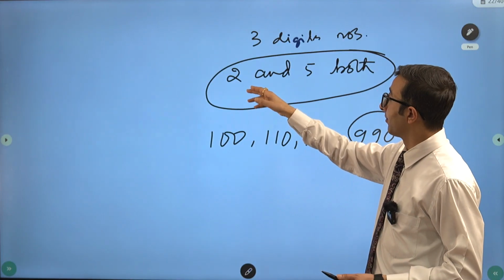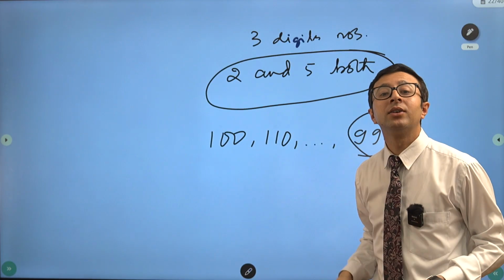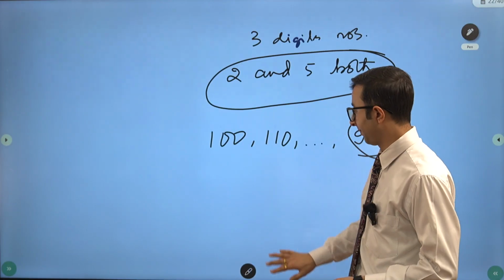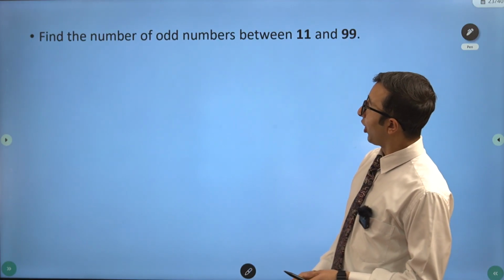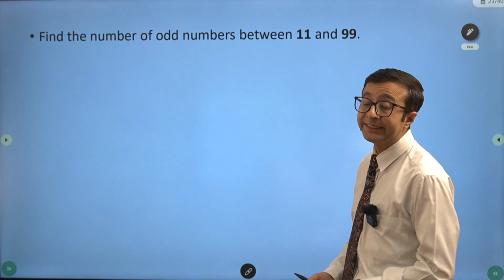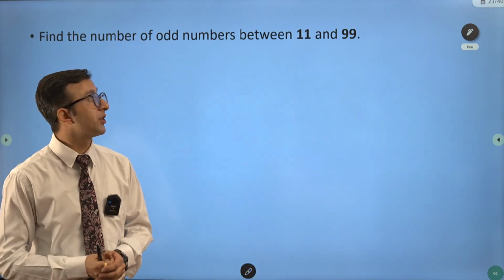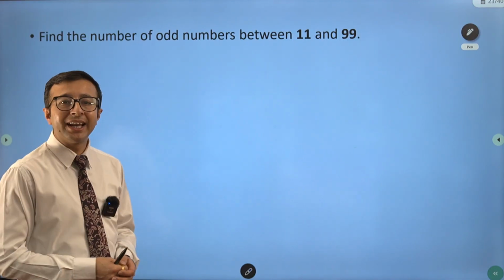A variety of questions you may get, with 3 and 5. There you have to find the numbers divisible by 15. Next question: find the number of odd numbers between 11 and 99. This question is very interesting. You are supposed to find the odd numbers between 11 and 99.